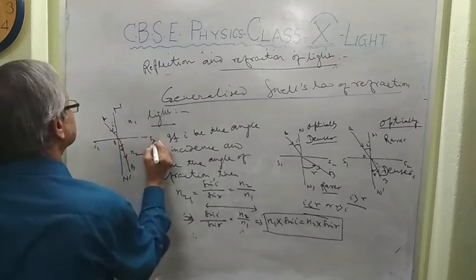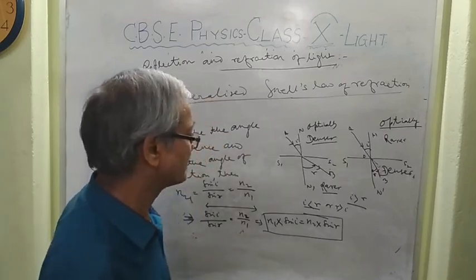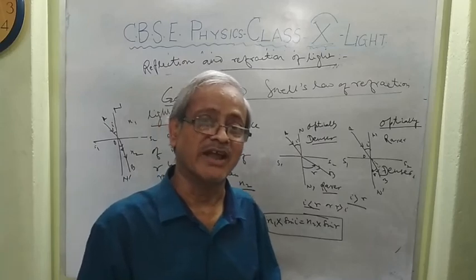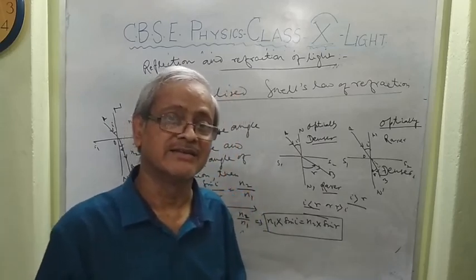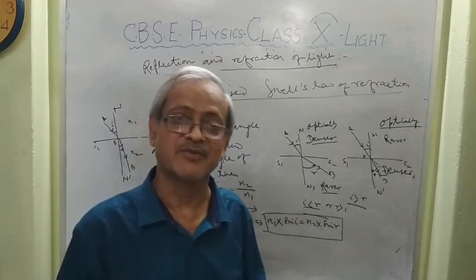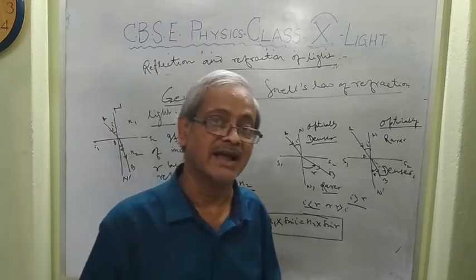In the next class, we will know about the lateral displacement that occurs when a ray of light is incident, refracted, and then emergent from a rectangular glass slab. Right? Okay.